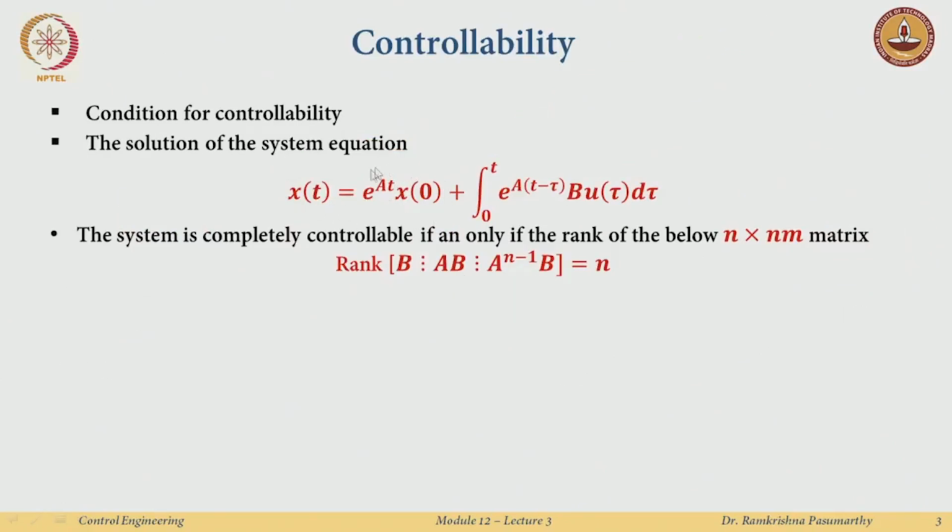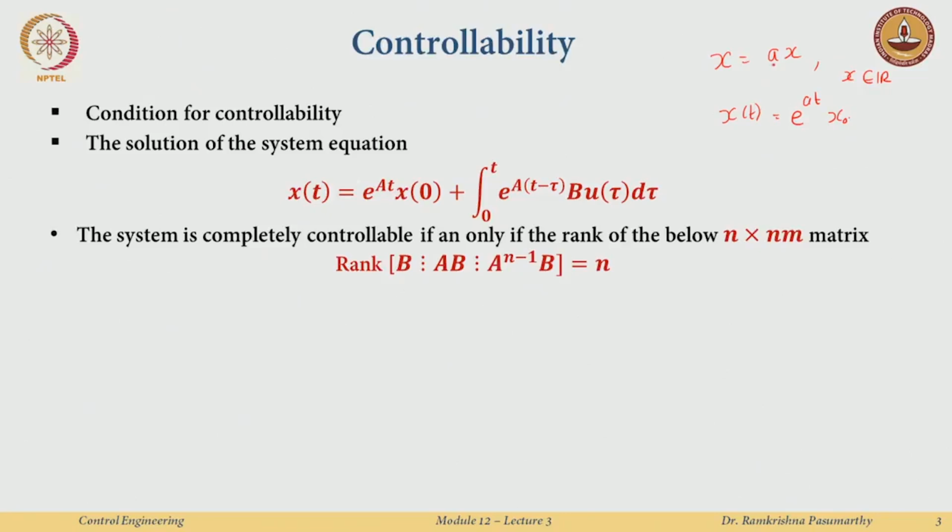So, I have an e power At. Okay, let us not really worry about how the exponential of a matrix looks, that is a very detailed topic by itself. But, this is a very crude way of looking at it: if I have a scalar differential equation x dot equal to a x, where x is just a one dimensional vector in R, then the solution is x of t is e power a t times x naught.